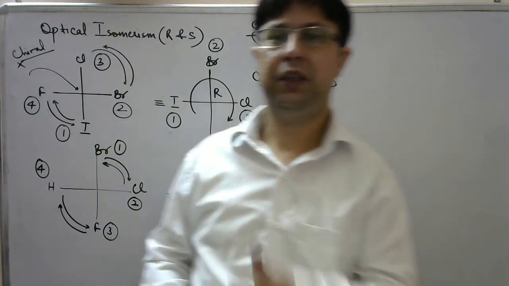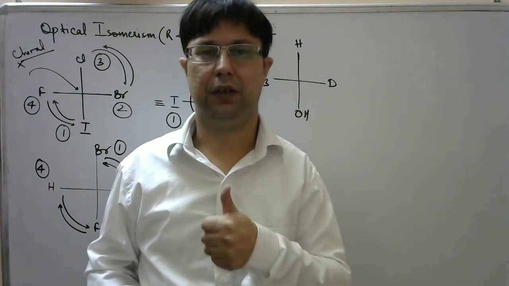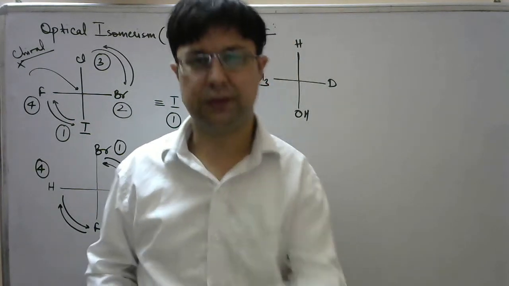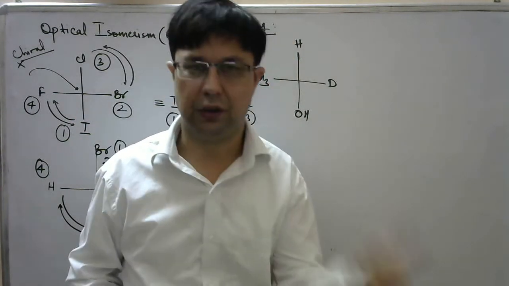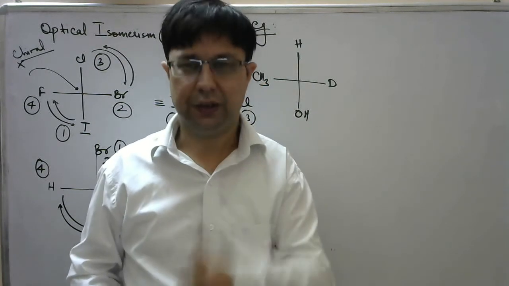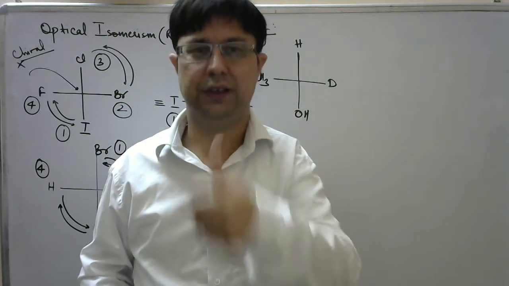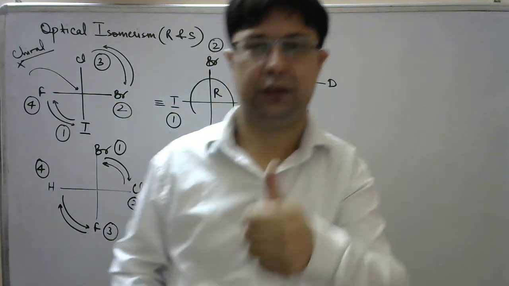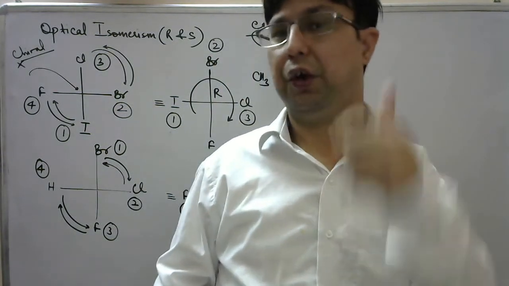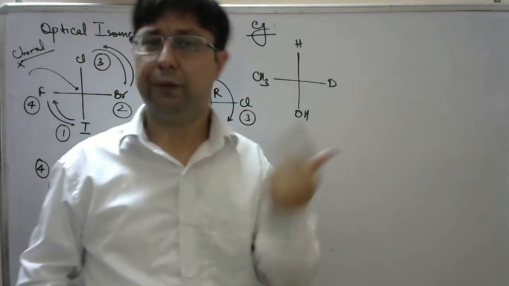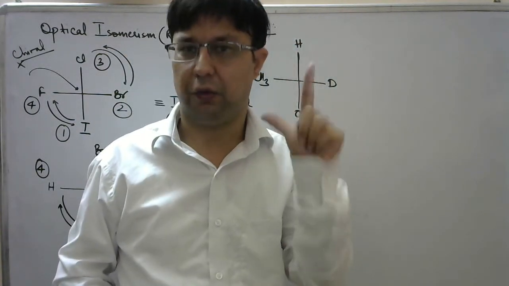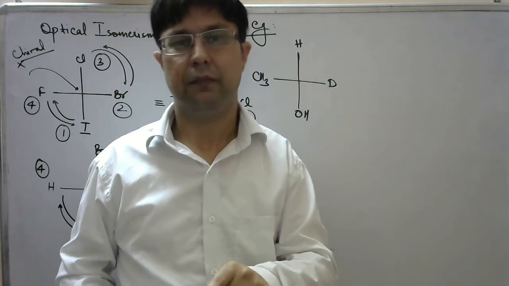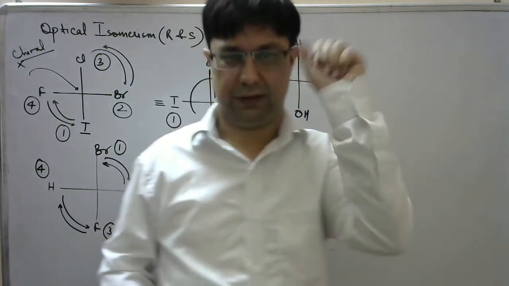Assigning the priority to the different groups will be governed by the basic sequence rules, which we follow in geometrical isomerism also. The first point in the sequence rules is that we check the atomic number of the atom bonded to the chiral carbon. If the atomic number is the same, this is the second point, we check the atomic masses.